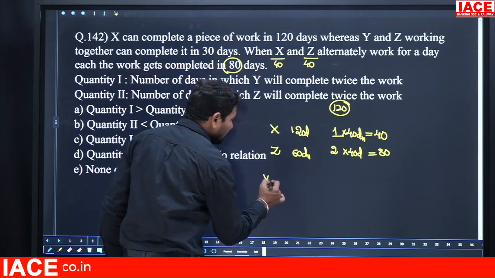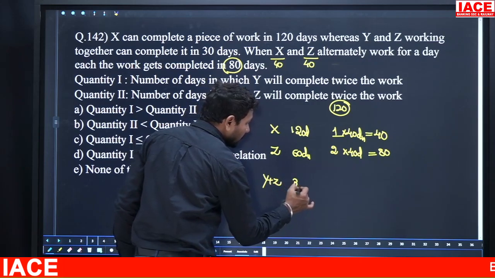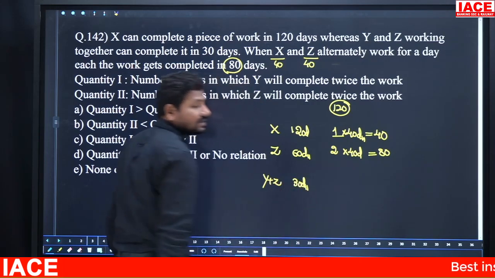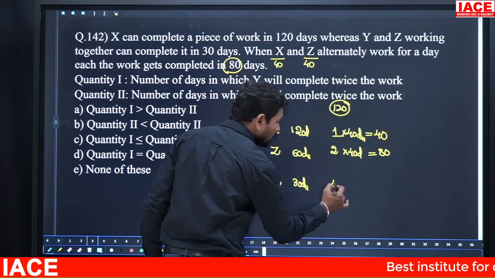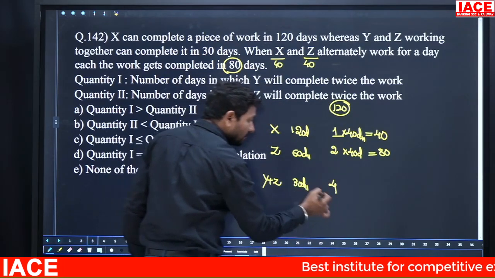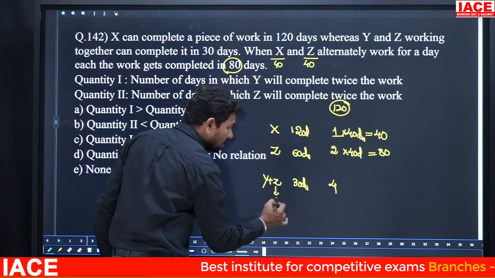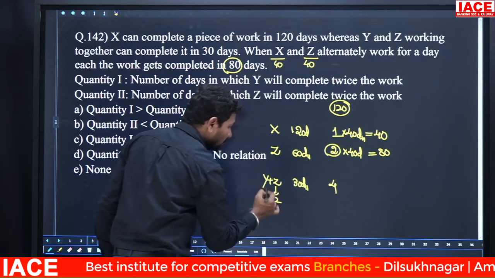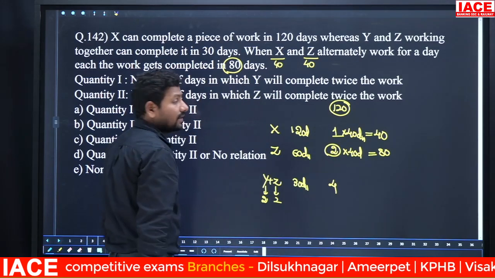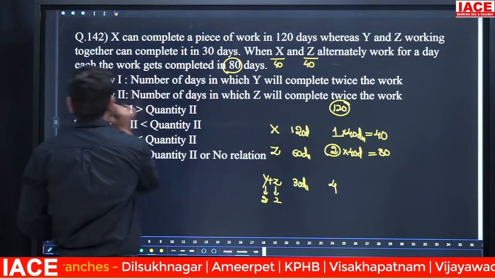Y and Z both together will complete the work in how many days? 30 days. That means their efficiency is how much? 4. Then Y plus Z together efficiency is 4, and Z's efficiency you already know is 2. Then Y's efficiency is 2. Now 120. Look at quantity 1.